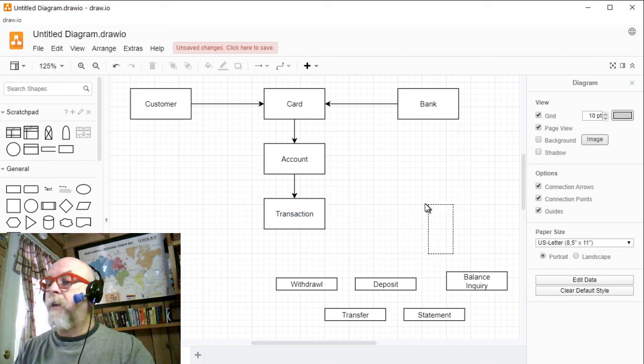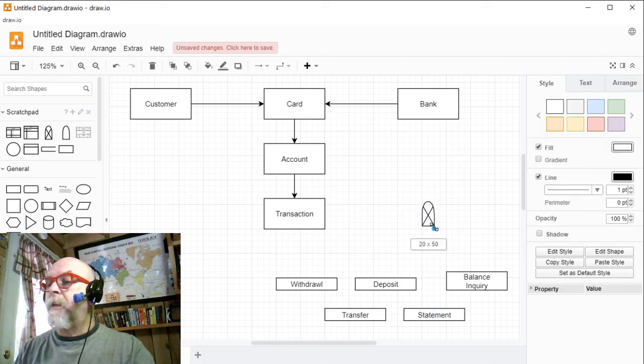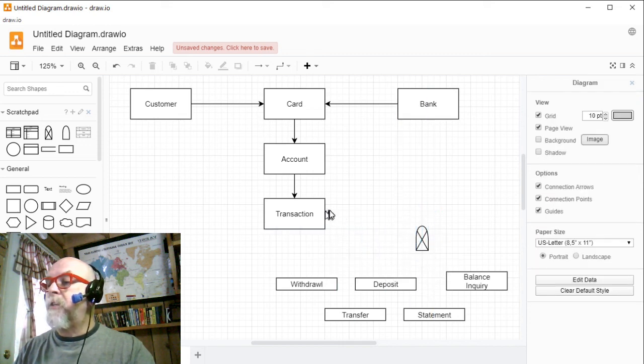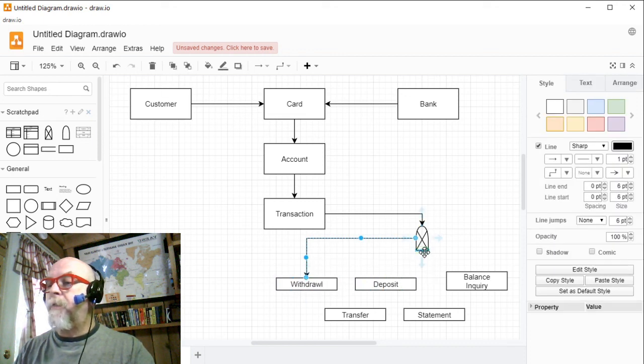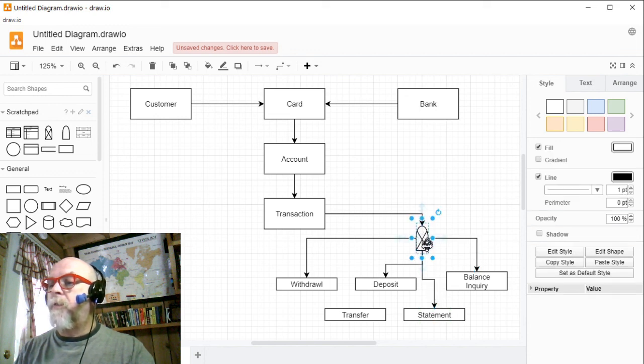and then I'm going to put in a specialization hierarchy here. I'm going to shrink that down a little, make it so it's easier to see what's going on. And then I'm going to put a line here from transaction to the specialization hierarchy. And then I'm going to come here and put a line from there over to withdrawal, and a line from there over to deposit, and a line from there over to balance inquiry, and a line from there over to statement, and a line from there over to transfer.